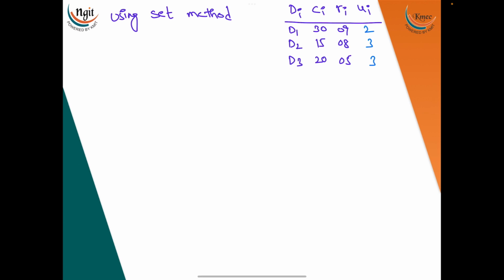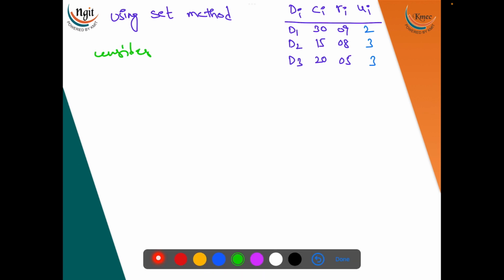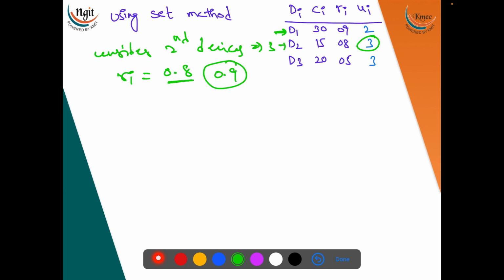Now come here. Consider the second device. The second device has 3 copies. So now I am taking the first copy. The reliability value is 0.8. Now we have to multiply this with 0.9. Why? Because I am going to take D1. We already had D1 in our reliability problem, and now I am including D2. So we will multiply this. 0.9 is D1, 0.8 is D2. We have to multiply this.